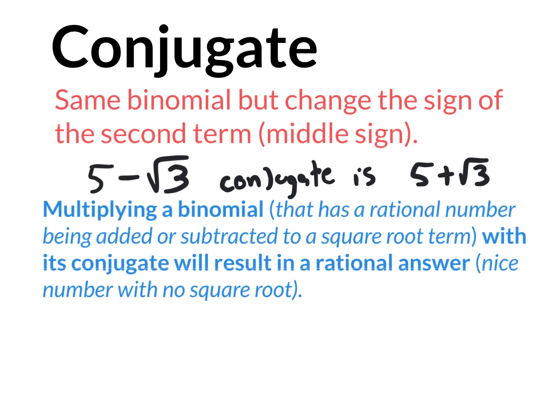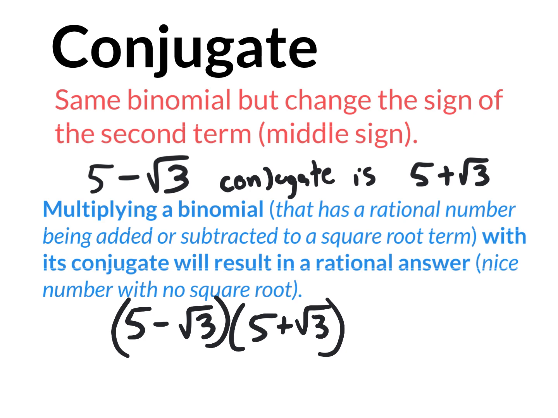And maybe these notes are a little too much. It says multiplying a binomial that has a rational number being added or subtracted to a square root term, multiplying it with its conjugate, will result in a rational answer, a nice number with no square root. Maybe, instead of writing all that stuff in blue, you could just say, if I multiply a binomial with its conjugate, I get a nice answer. Because that's what it is. If I write a binomial, the one you just gave me, and multiply it with its conjugate, I want to get a nice, beautiful answer.